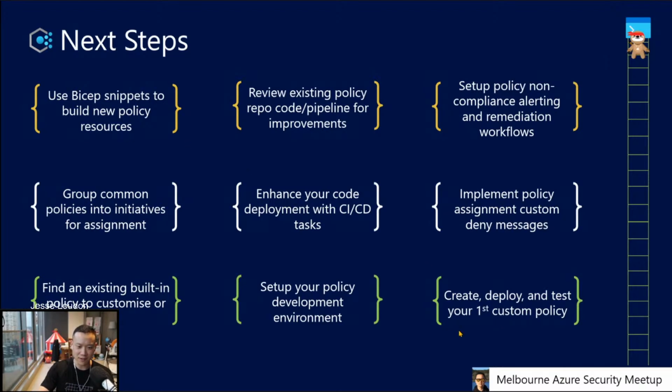If you haven't, don't worry. I think there's a lot of good information and blogs and videos out there, and even code repos you could look at. So there's examples here about using Bicep snippets. If you're using Bicep, you can set up CICD tasks, like I just mentioned before in the DevOps slides, and do custom deny messages through your policy assignments. So these are just some ideas for you to take away.